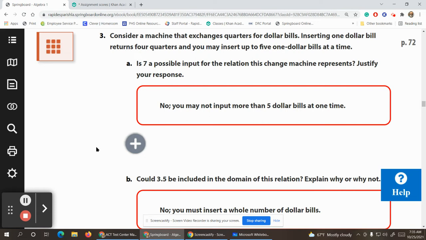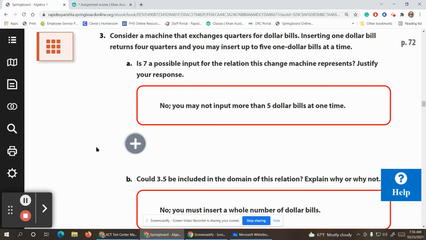And so your inputs start with 0. And what's the most input that you can do? Yeah, up to $5 bills. Okay, up to $5 bills. All right, so your inputs, your domain, would be 0, 1, 2, 3, 4, and 5, right? What's your range? Your range is that you get 4 quarters for every dollar bill, right?